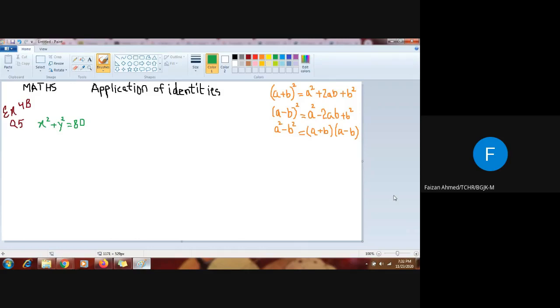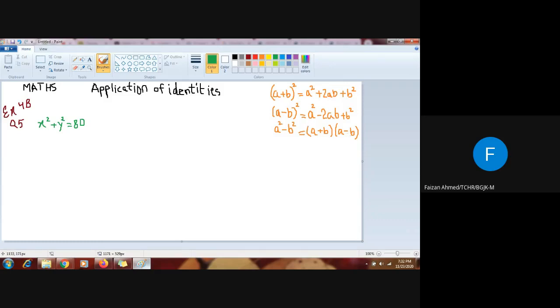We are doing identities in grade 8 and we discuss the expanded form and the factorized form. This is basically the factorized form which has brackets, and this is basically the expanded form. This is our first identity, that is (a plus b) whole square, and it is equal to a square plus 2ab plus b square. The second identity is (a minus b) whole square, and the expanded form of this identity is a square minus 2ab plus b square. The third identity is basically a square minus b square, which can be written in the expanded form as (a plus b)(a minus b).